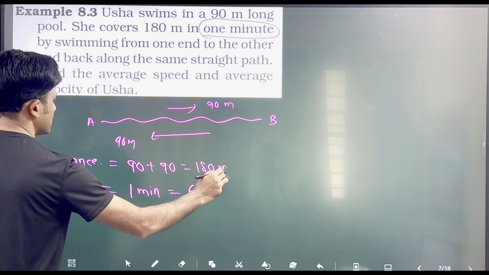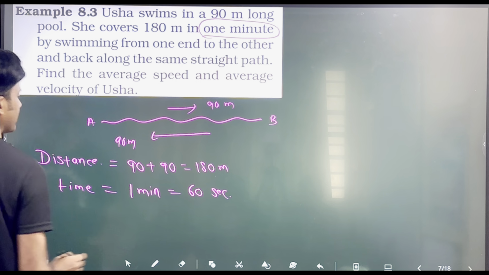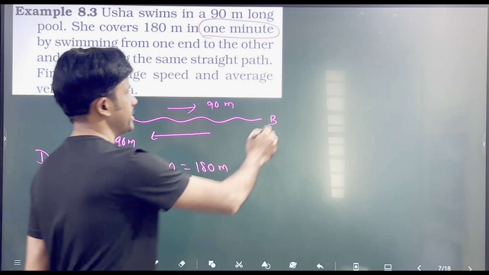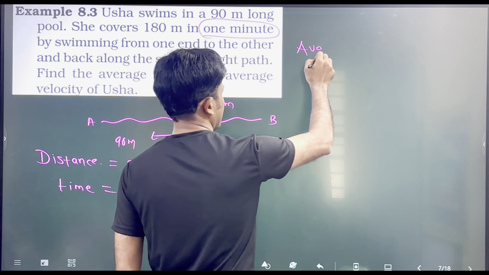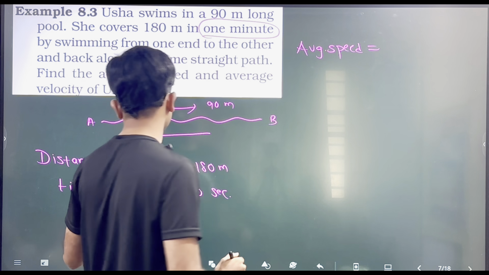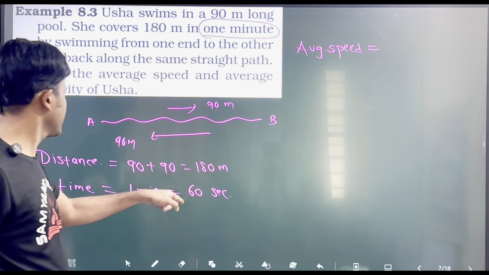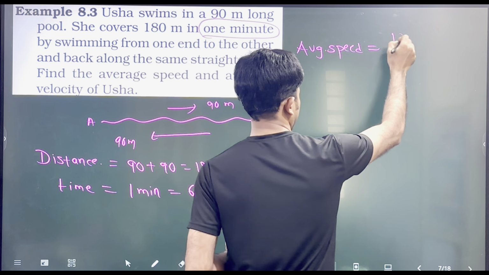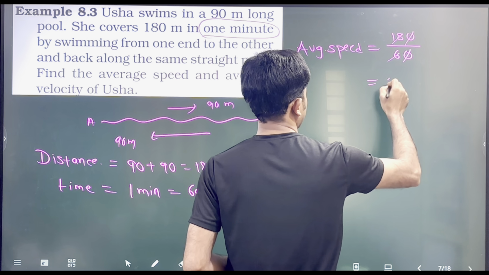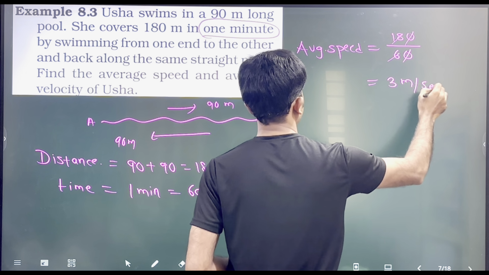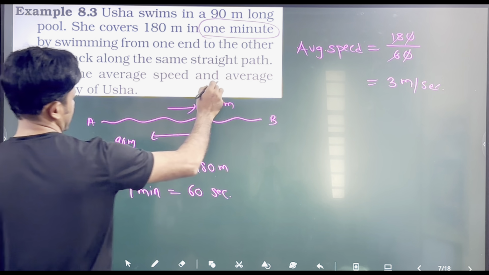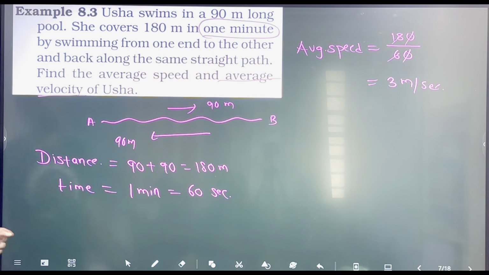60 seconds. So this is in meters and this is in seconds. Now you find the average speed. Yes, average speed. How will you find it? Average speed is equal to total distance by total time. So distance is 180, time is 60. So 180 by 60, how much is it? 3 meters per second. Okay, average speed is 3 meters per second.